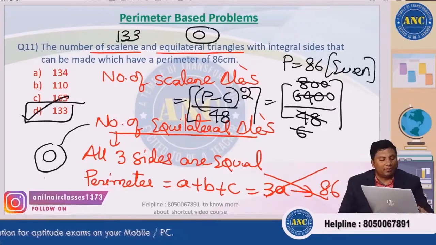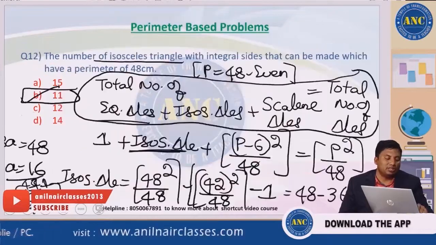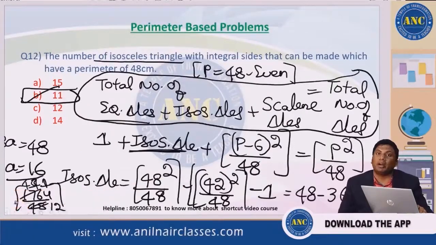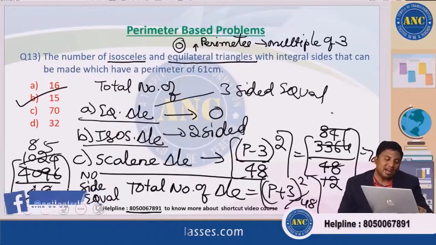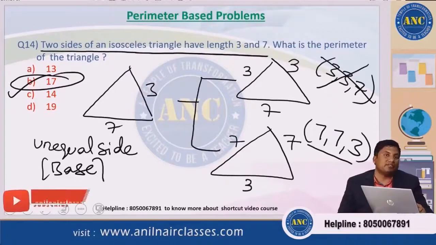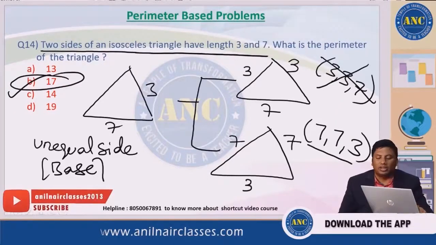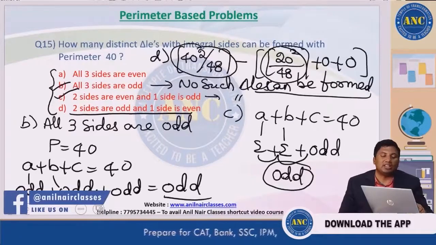How to find the number of equilateral triangles? The perimeter should be a multiple of 3. You can use this concept. How to find the number of isosceles triangles? How to find the number of isosceles and equilateral triangles? Then we discussed, if 2 sides of an isosceles triangle are given, how to determine the perimeter? Check whether the sum of 2 sides is greater than the third side.